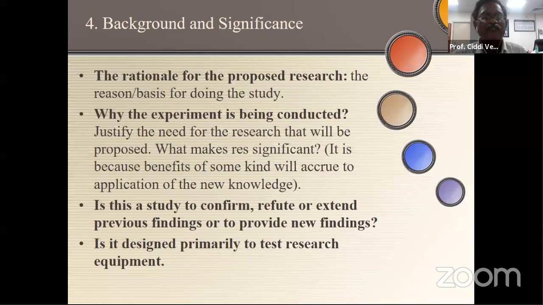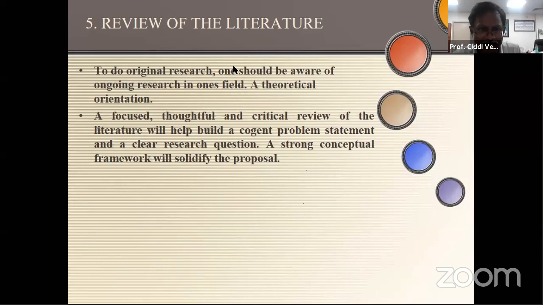And the review of the literature: to do original research, one should be aware of ongoing research in one's field, that is the theoretical orientation. A focused, thoughtful, and critical review of the literature will help to build a cogent problem statement and a clear research question. A strong conceptual framework will solidify the proposal. This is exactly why the review of the literature is really required.